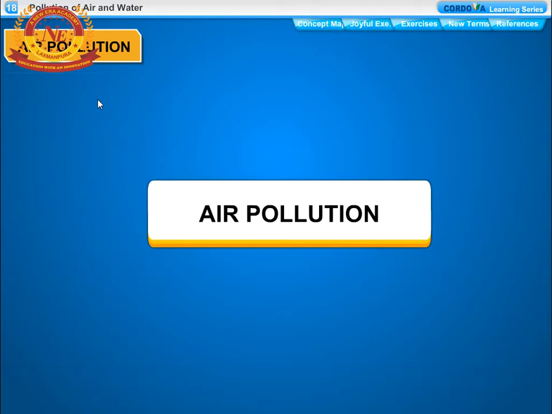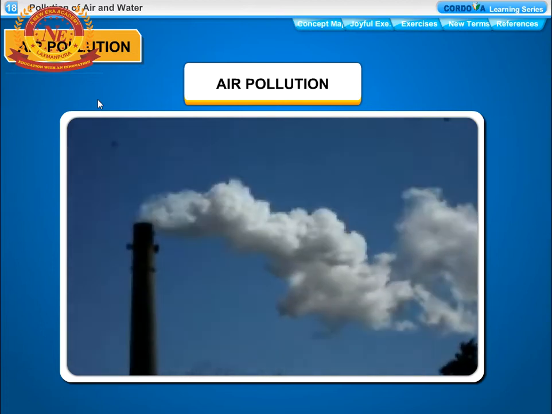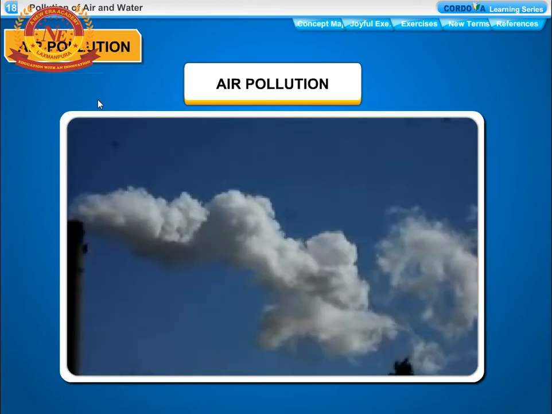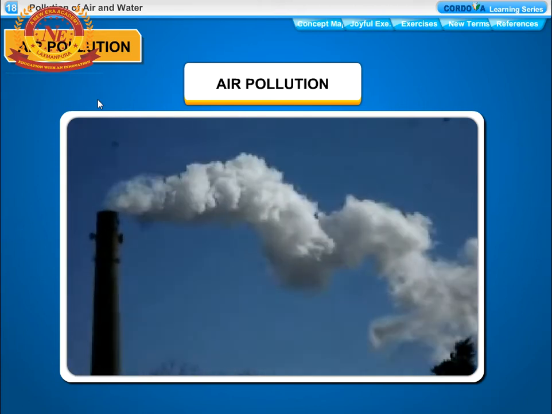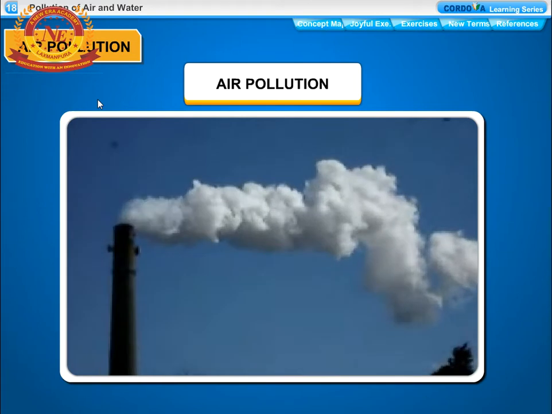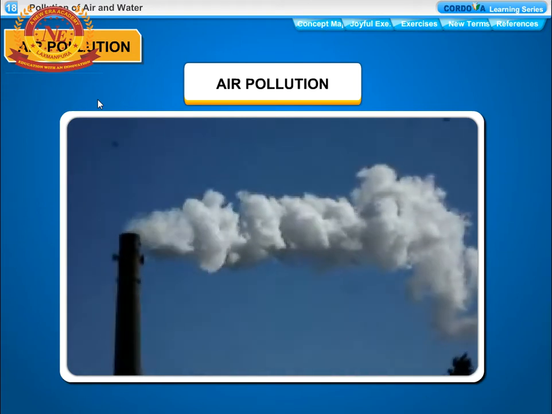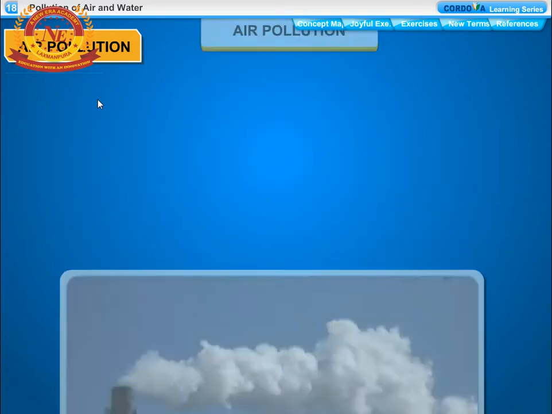Air pollution. The contamination of air with harmful, unwanted substances like toxic gases, smoke and dust, etc., which have harmful effects on both living and non-living objects, is called air pollution. The harmful and unwanted substances which contaminate the air and cause air pollution are called air pollutants.